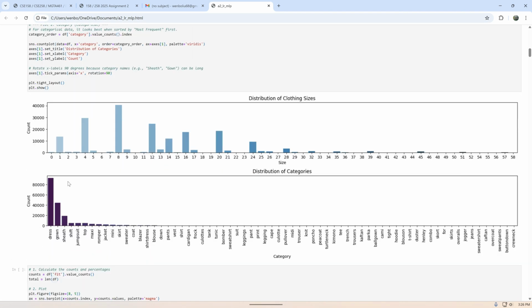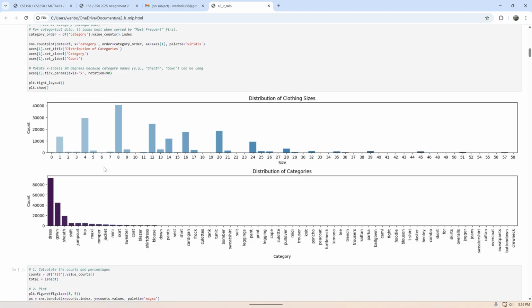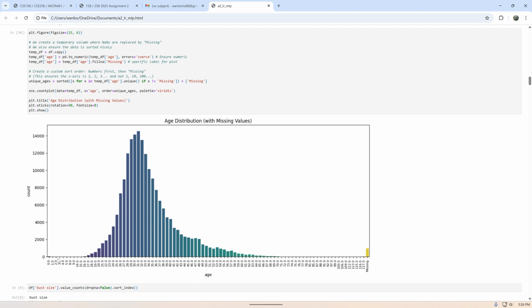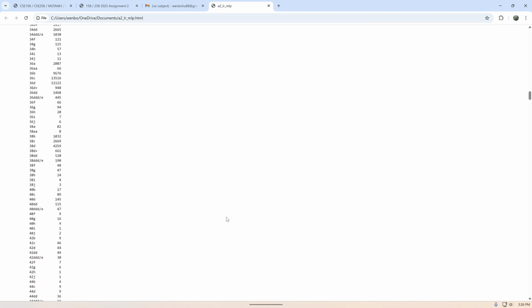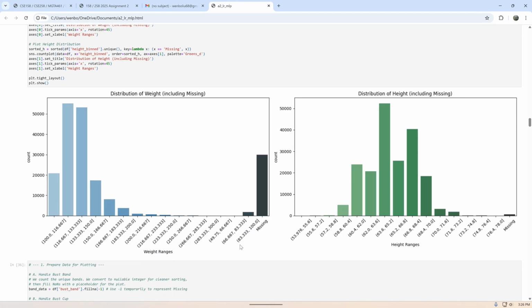So this is age. You see here there's some missing values and there's some 0 values. And then this is the weight and height. A lot of missing weights, a little bit of missing height.